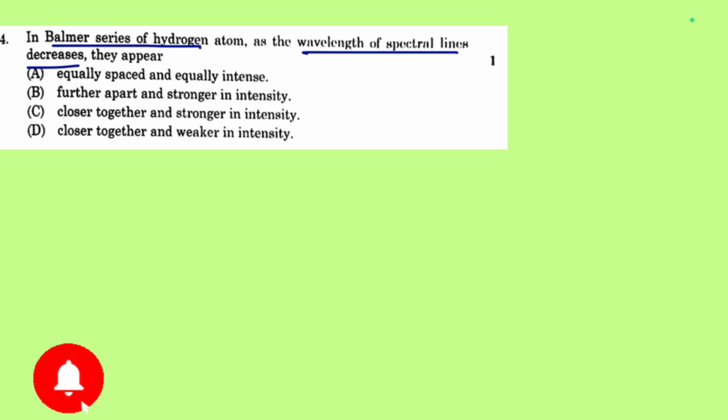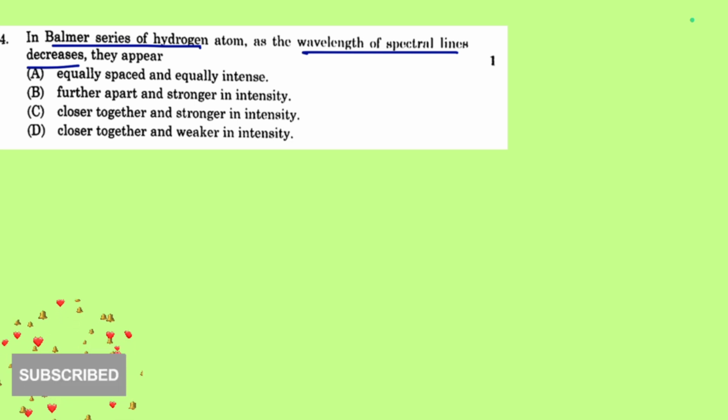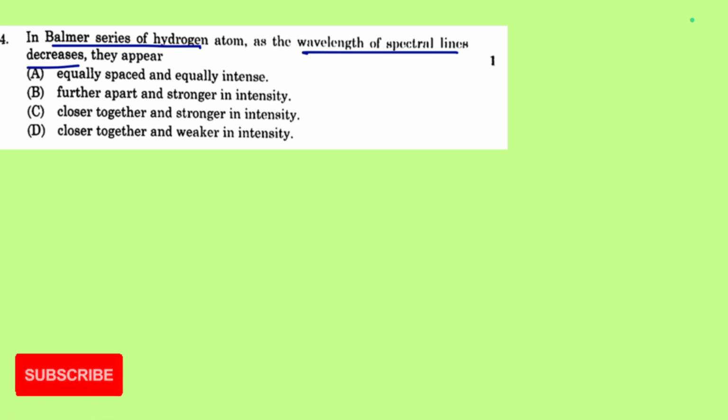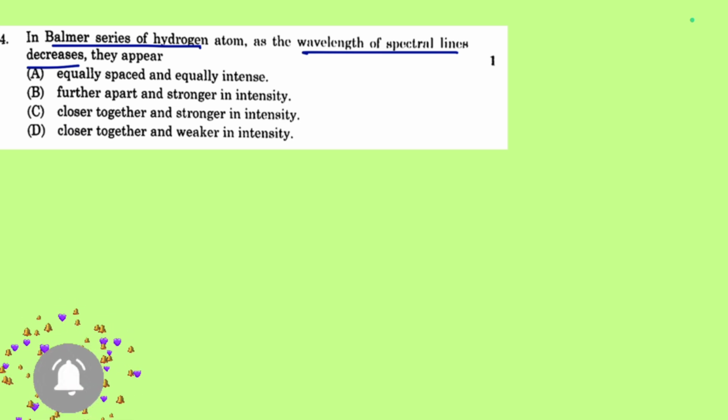As the wavelength of the spectral lines decreases, what will happen in the hydrogen spectra? In the Balmer series, the final n is equal to 2, so the other n can always be higher than 2. Because of that, as I increase the value of n, what will happen? There will be a decrease in the value of 1 upon lambda. That is the wave number.